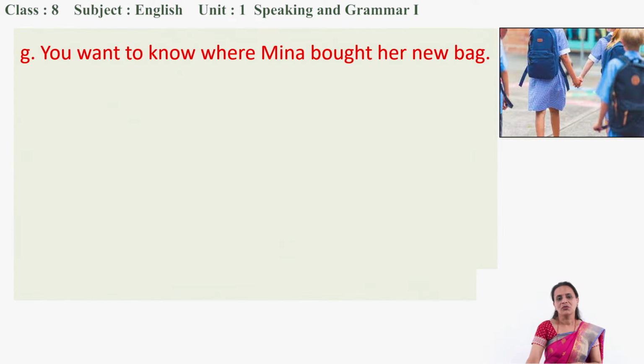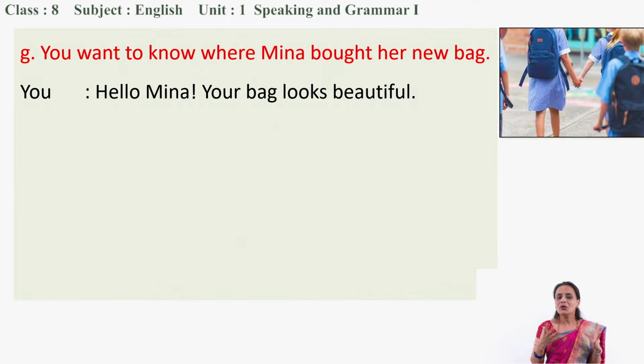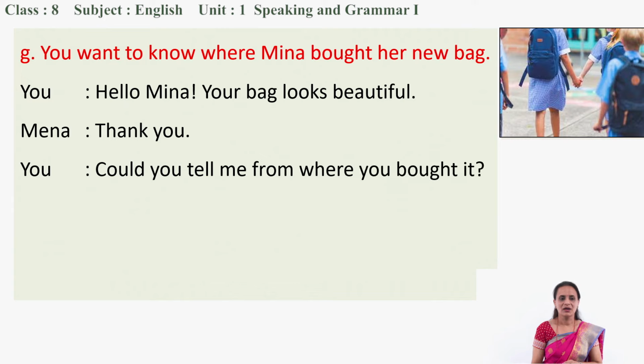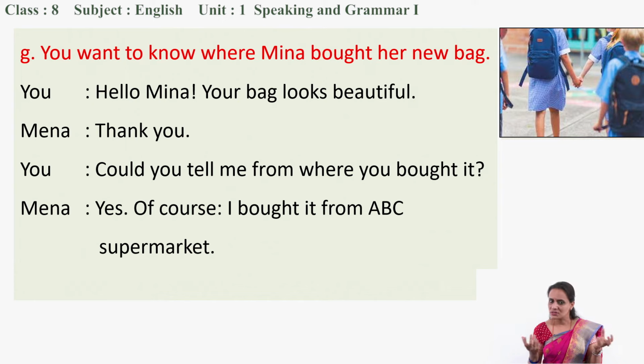You want to know where Meena bought her new bag. You can see a girl carrying a new bag. And you want to know from where she bought it. Now let's see. You: Hello Meena. Your bag looks beautiful. Now, Meena says, thank you. Now, you are asking her, could you tell me from where you bought it? You are requesting her to tell from where she bought that beautiful bag. Meena tells, yes, of course. I bought it from ABC supermarket. Okay. Now you tell, oh.